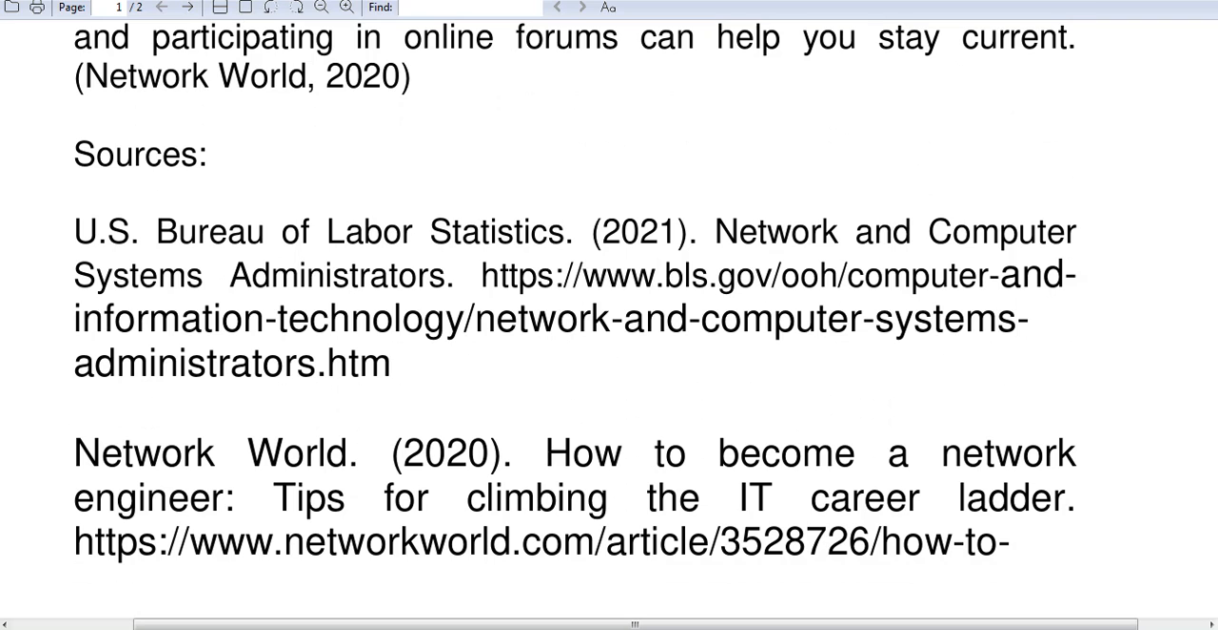U.S. Bureau of Labor Statistics 2021, Network and Computer System Administrators. We have here the link, and Network World 2020, How to Become a Network Engineer: Tips for Climbing the IT Career Ladder. We have the link.